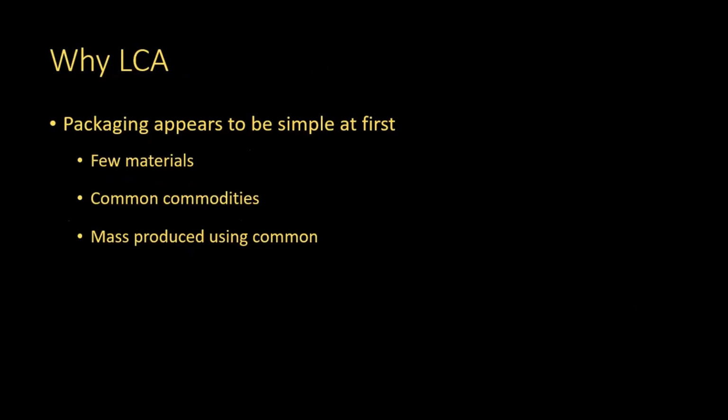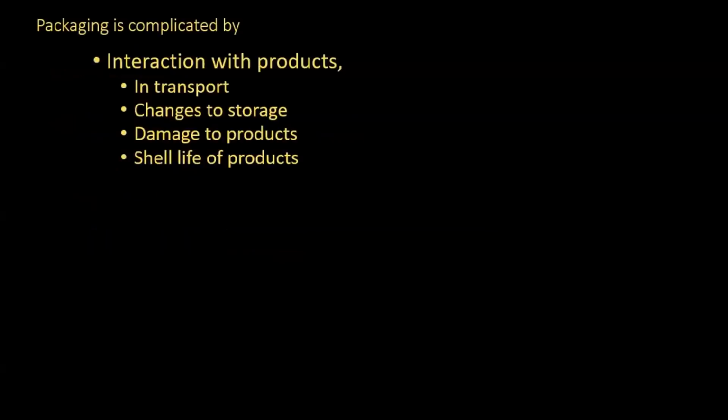So at first instance, it looks relatively simple, but it's complicated by a group of things. The first of these is that packaging in itself is not an end in itself. It is a means to an end in terms of delivering products from the point of production, usually through to the point of consumption. And during that process, the packaging will interact with the product. It will affect the way in which it's transported. It will affect the way in which it gets stored. Does it need to be refrigerated? It has an influence on whether products are damaged and also on whether the shelf life of products is affected.